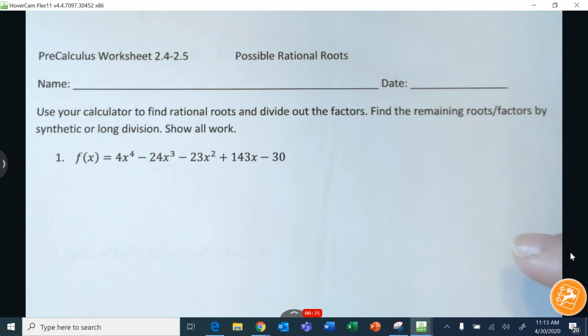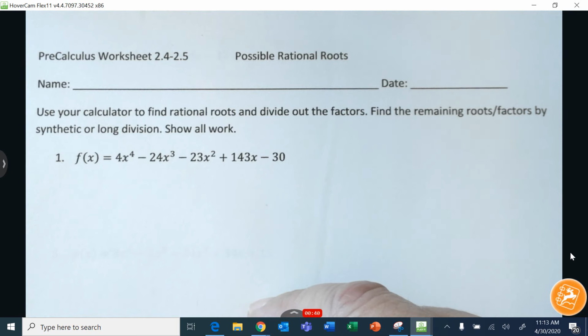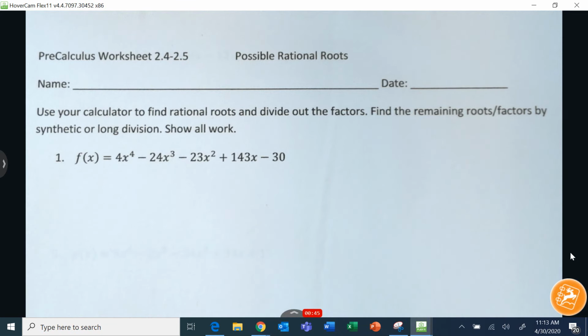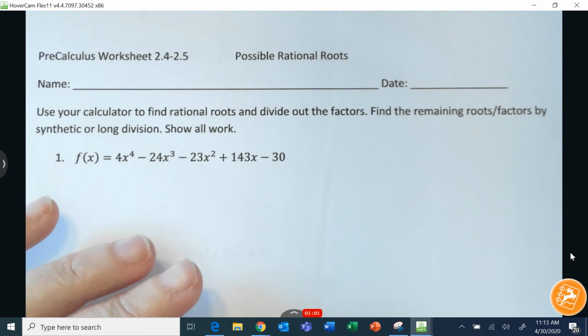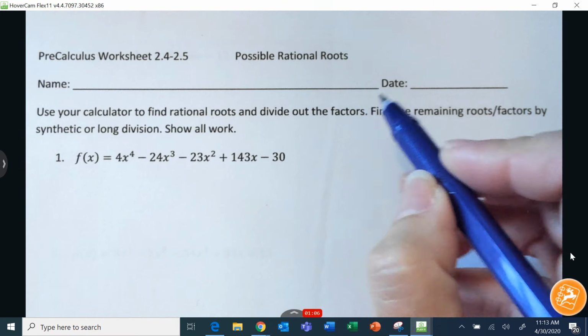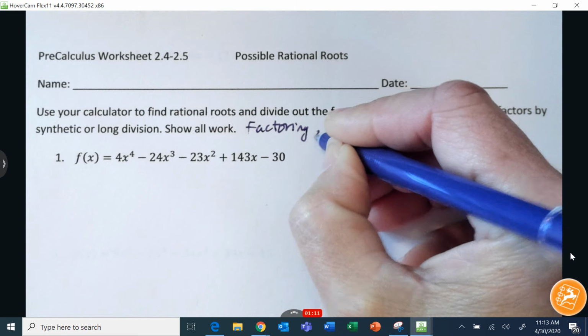But instead, I'm just going to work out question number one from your worksheet. Maybe I'll still have you answer that one on the homework just to practice typing stuff in. Anyway, it says use your calculator to find the rational roots, divide out the factors, and find the remaining roots and factors by synthetic or long division. Show all your work. Also, we could do factoring, or the quadratic formula.